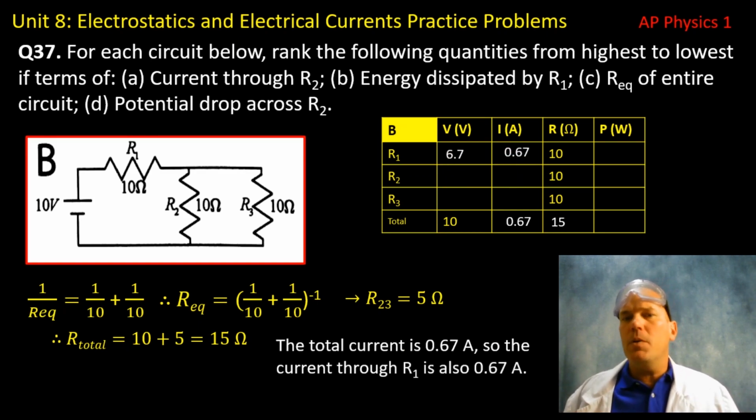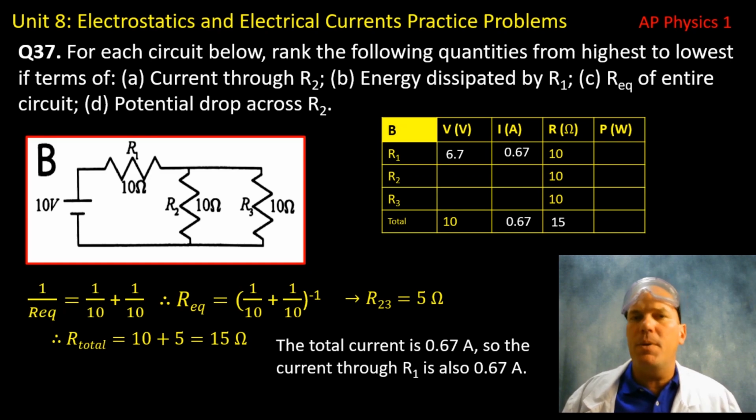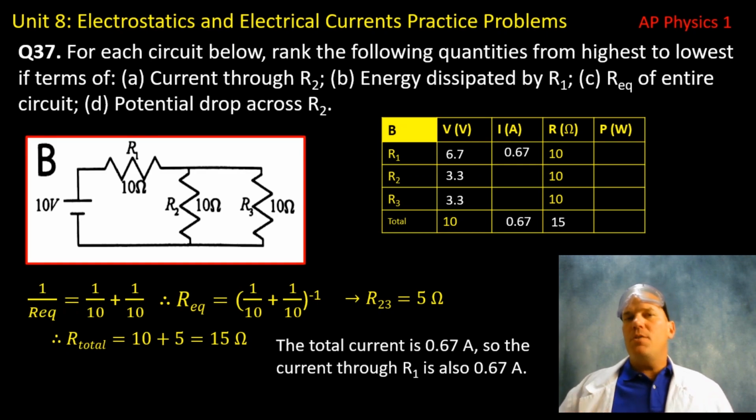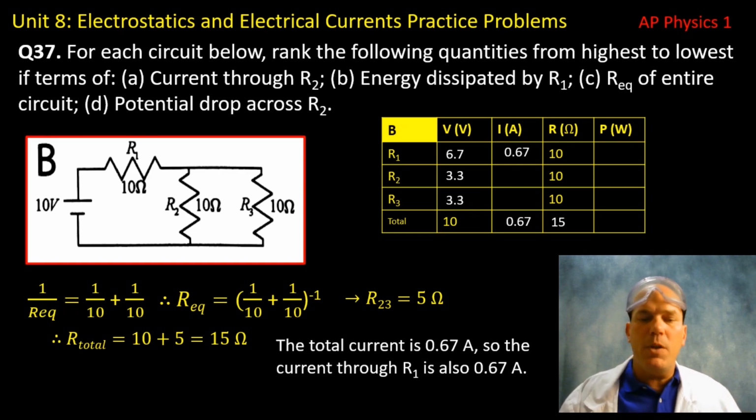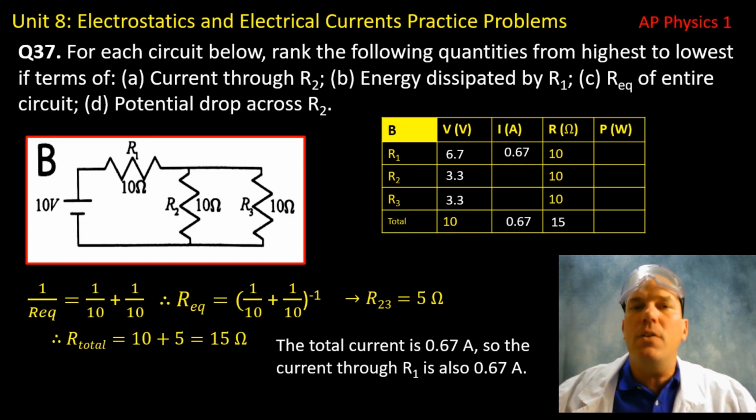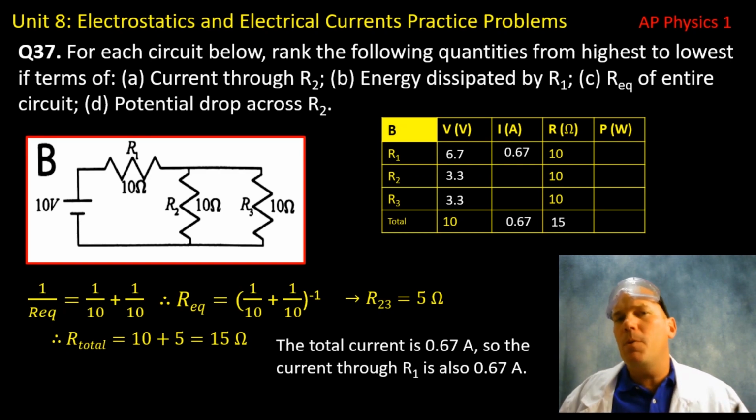So if it's the current through R1, then we use Ohm's law to find the potential drop across R1 to be 6.7 volts. Next, we can look at how many total volts we have. We have 10. How many dropped? 6.7. 10 minus 6.7 leaves us 3.3. Therefore, we know that the remaining voltage drop, which will be the same across R2 and R3, will be 3.3 volts.